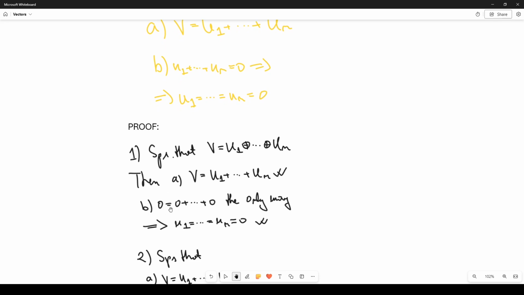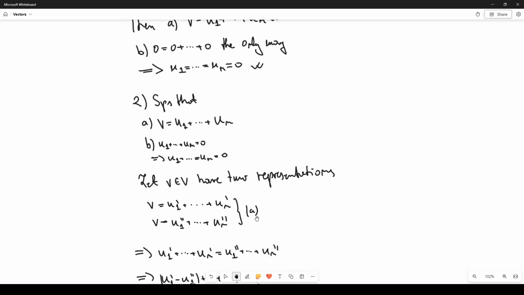So 0 can be written this way, and since our vector space V is a direct sum, that means that this is the only representation of 0. This can be the only one. So we know that this is one way to represent 0 as a sum of corresponding vectors from our subspaces, and since V is a direct sum of those subspaces, then this is the only one by definition. There is no other way to express 0. So U1 to UN all have to be 0. So B holds.